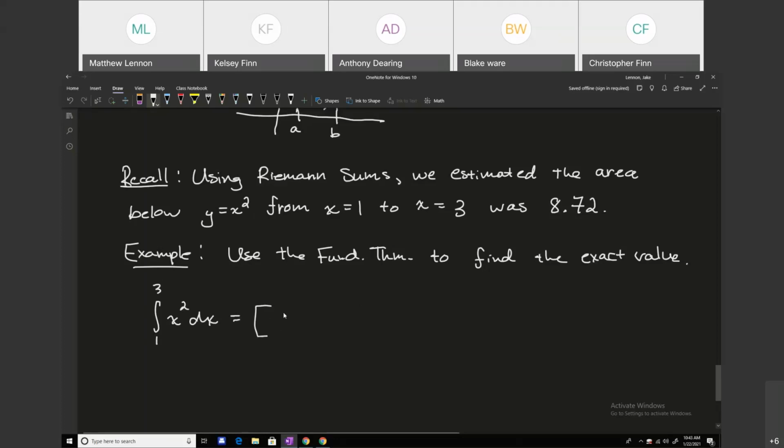So this is a polynomial. It's just x to the third over 3, and we want to plug in 3 and then 1 and subtract them. So if I do that, I would have 3 to the third power over 3 minus 1 to the third power over 3. So this is 9 minus 1/3, which is 26 over 3, or 8.6 repeating. So our estimate was close from the Riemann sums, but it wasn't perfect.